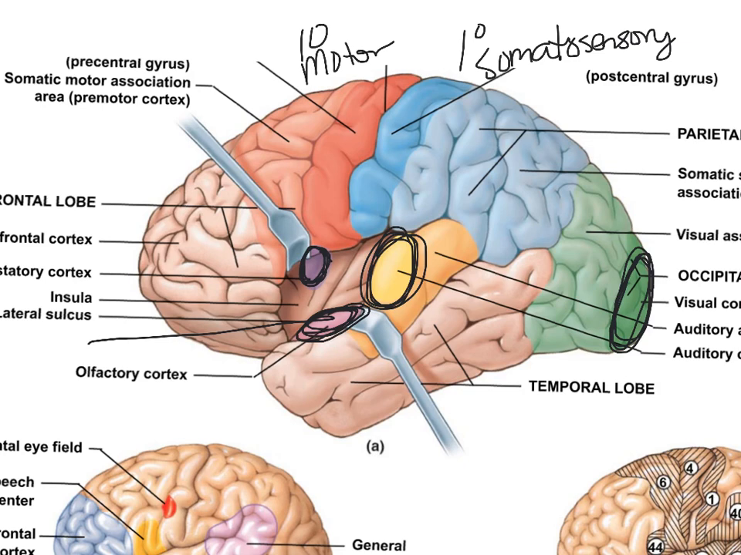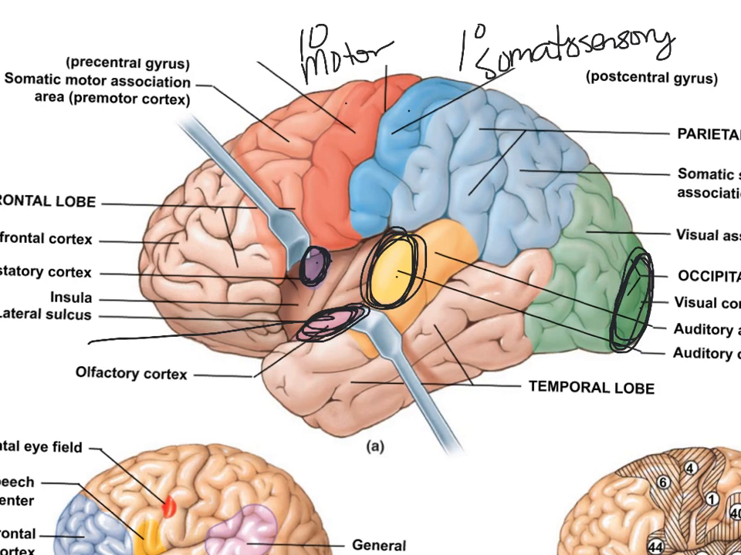So it's important for you to know where these special sense cortices are. What lobe are they in? Gustatory's in the frontal, olfactory's in the temporal, auditory's in the temporal, visual is in the occipital, somatosensory is in the parietal, primary motor is in the frontal. So just know what lobes they're in, all right? And then know what they're receiving, which is in the name, right?